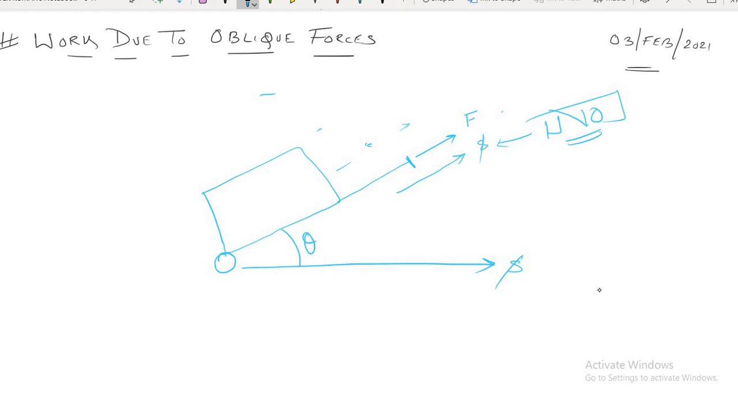So in this type of condition, when force and displacement make an angle theta with each other, how do we find out the work? And that type of force, my dear, we call the oblique force. So oblique force means what? When the force and displacement are not acting along the same direction and there is an angle between them, that condition is called the oblique force.